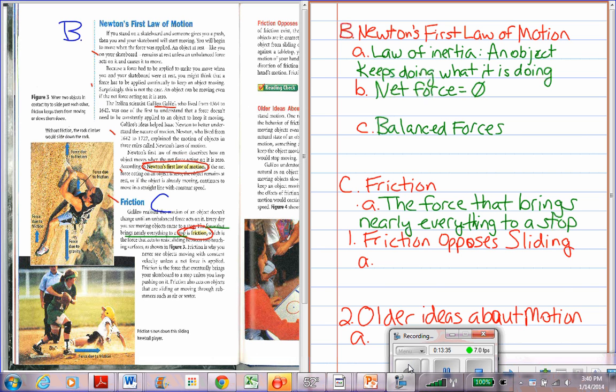Okay, you're going to want to pause it because I went ahead and wrote. All right, so pause the movie and come back when you're done.